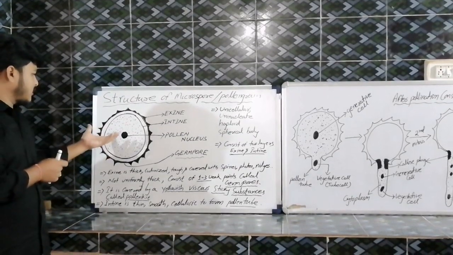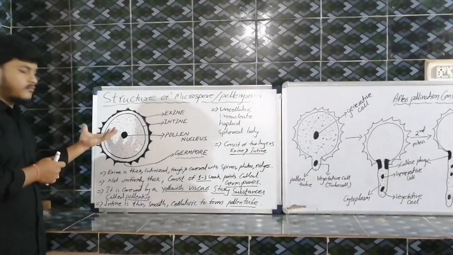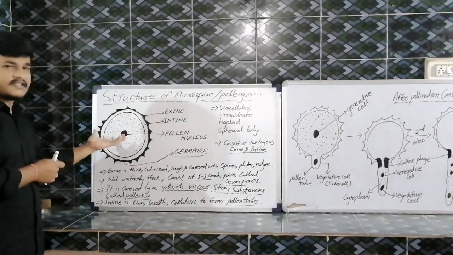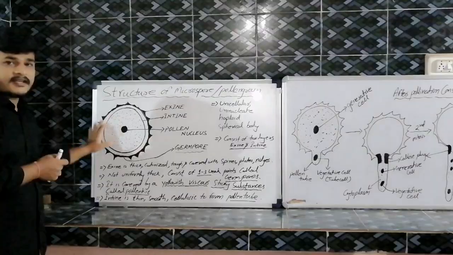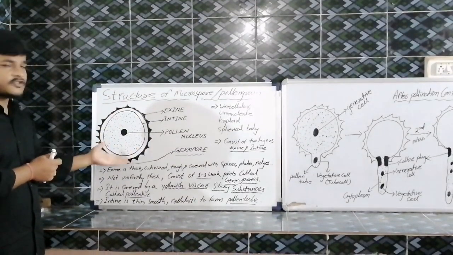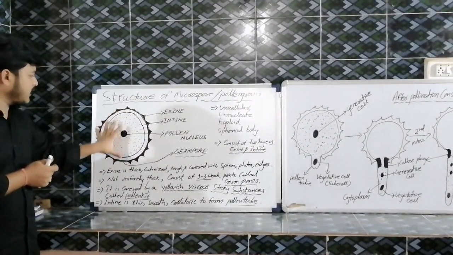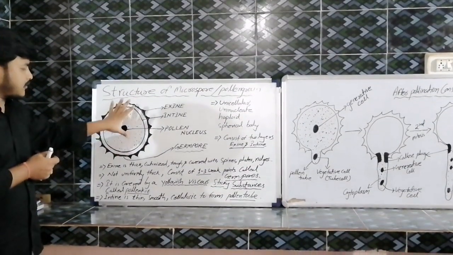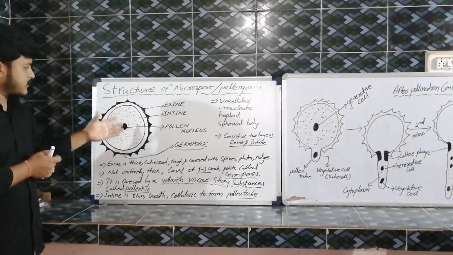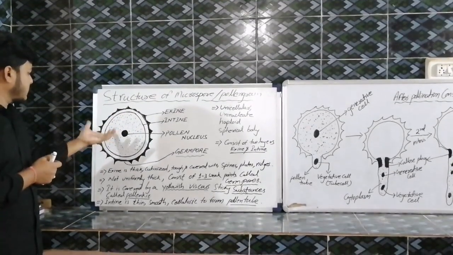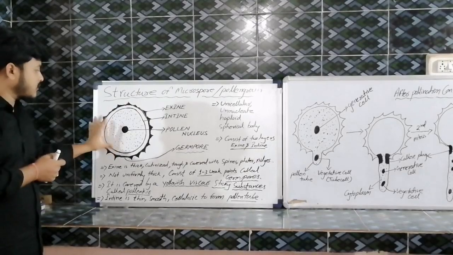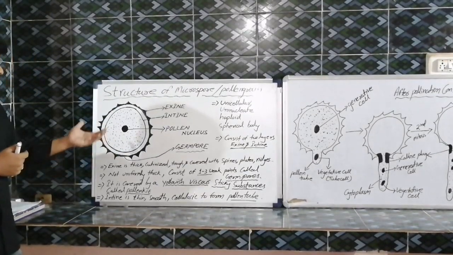It also consists of a number of viscous sticky substances over it. That means the exine is covered with a number of viscous sticky substances, and this total rounded structure consists of viscous sticky substances, otherwise known as your pollen kit. That means this total covering is otherwise known as your pollen kit.